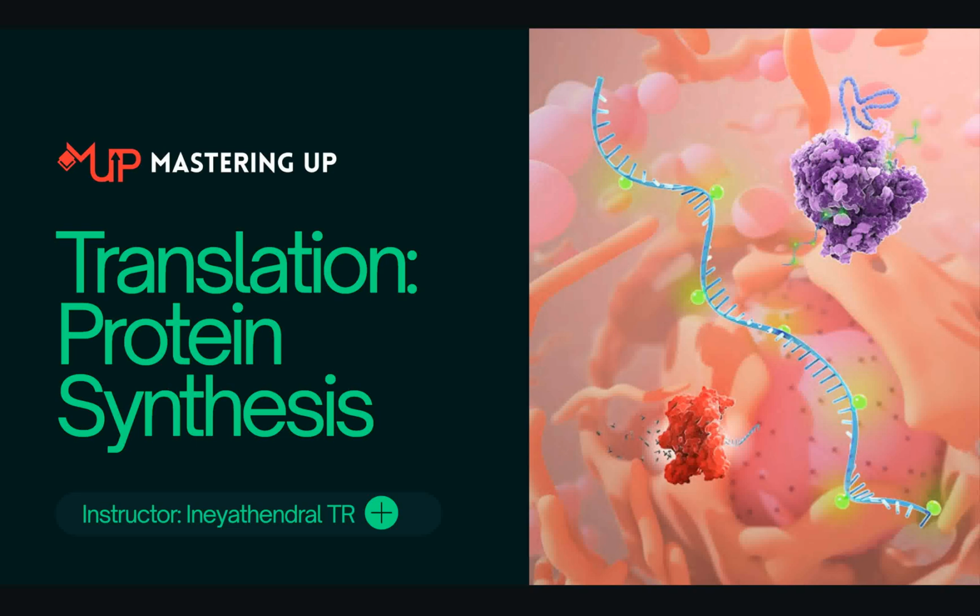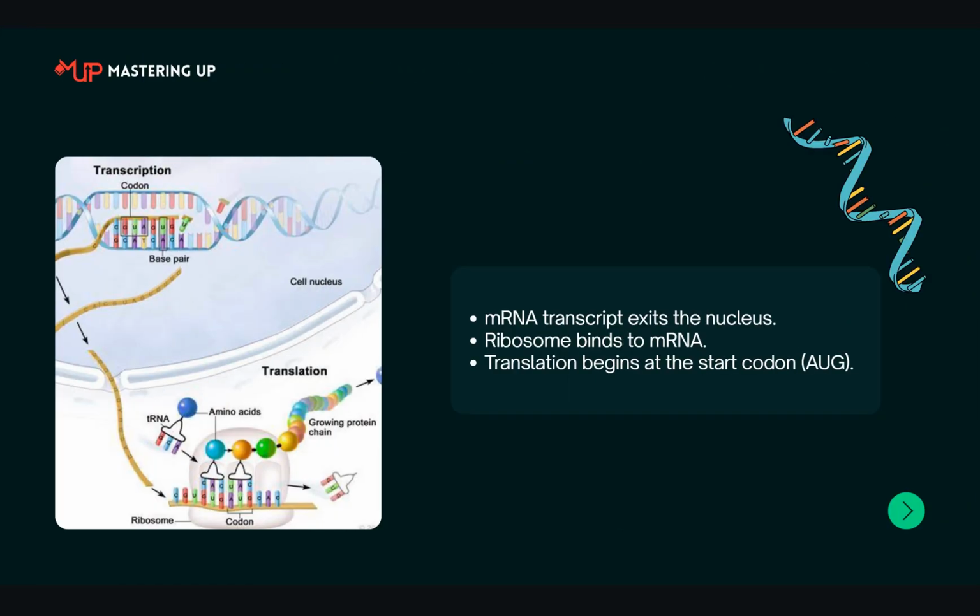In this video, we will walk through how a cell reads its genetic code to produce proteins, a life-sustaining process called translation. Translation begins once an mRNA transcript exits the nucleus and enters the cytoplasm. The ribosome binds to the mRNA and scans for a start codon, which is usually AUG, where translation officially begins.